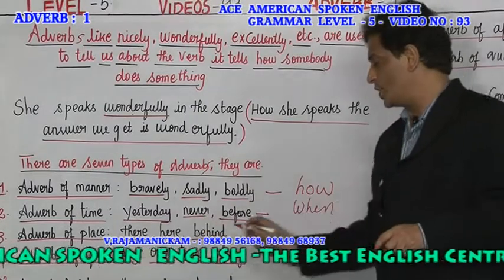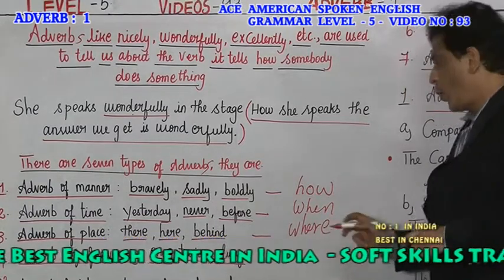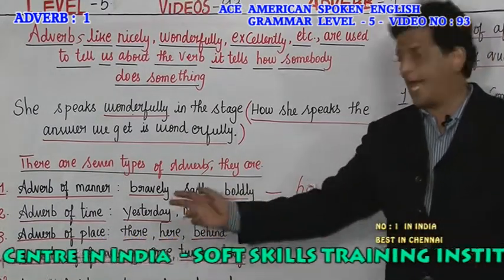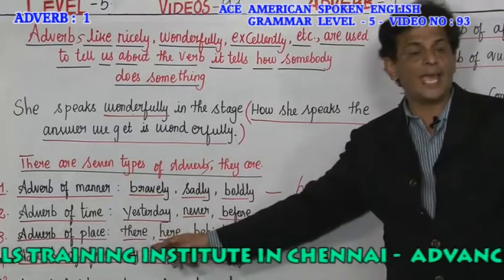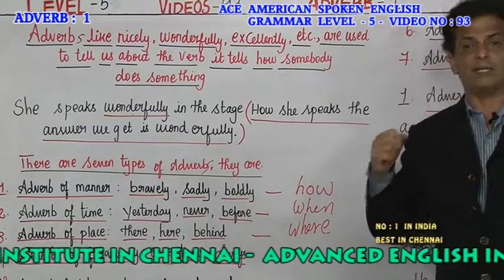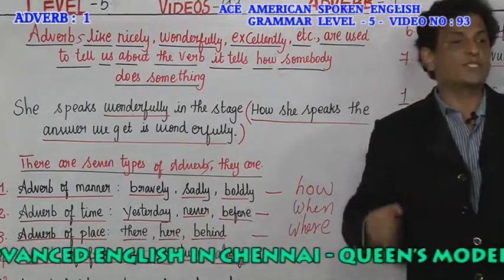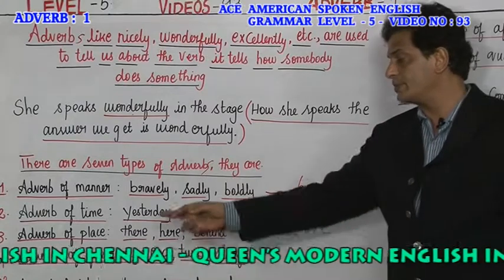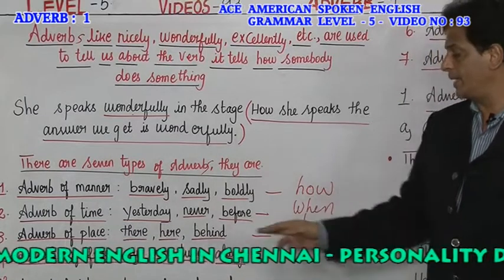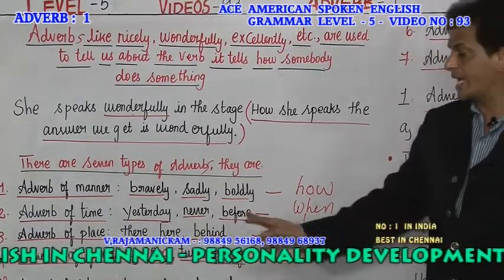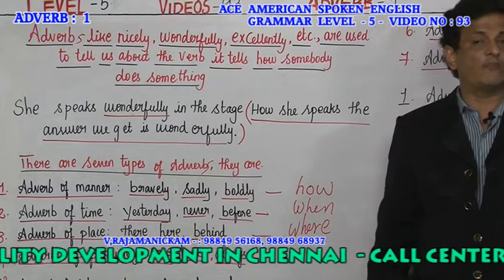Now adverb of place. You ask the verb a question, where? The answer you get is called adverb of place. There, here, behind. He came where? He came there. He comes where? Here. So here becomes adverb of place. He sits where? Behind. So behind becomes adverb of place. You ask the verb where, and the answer you get is called adverb of place.